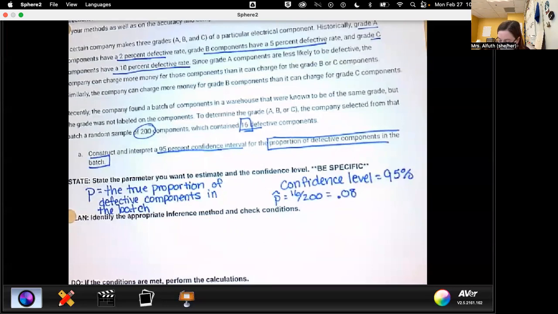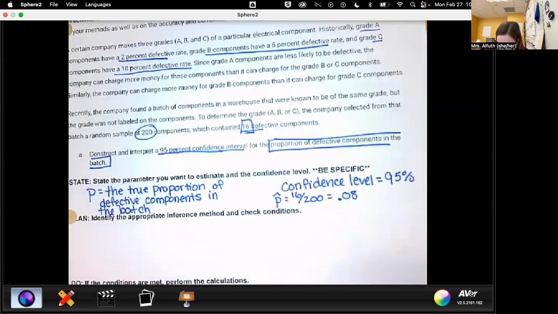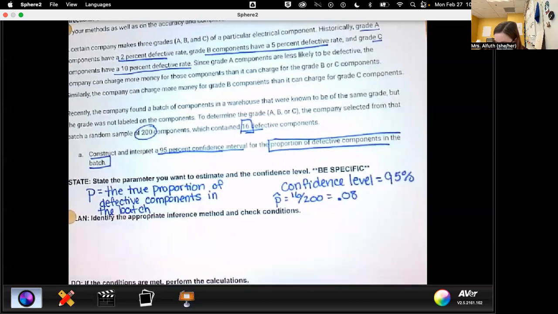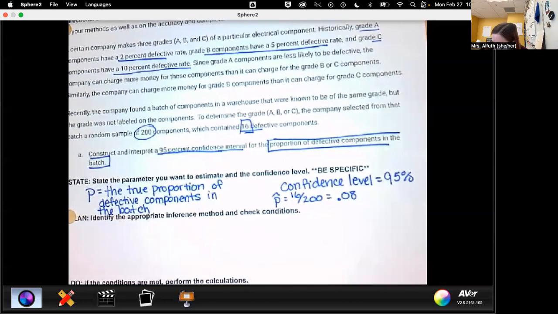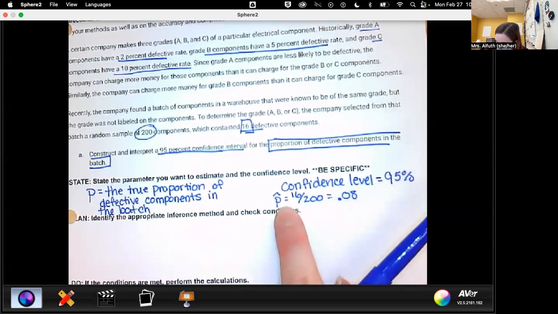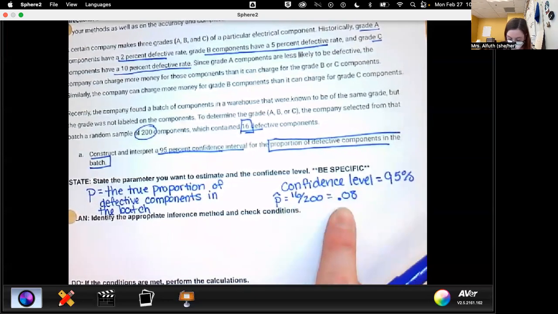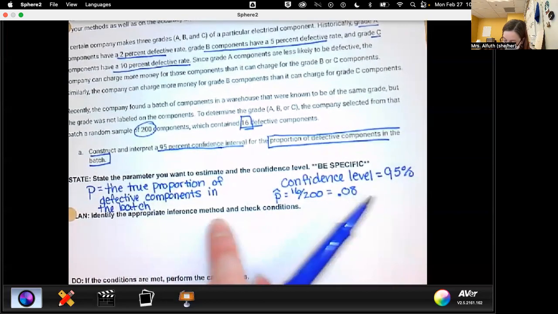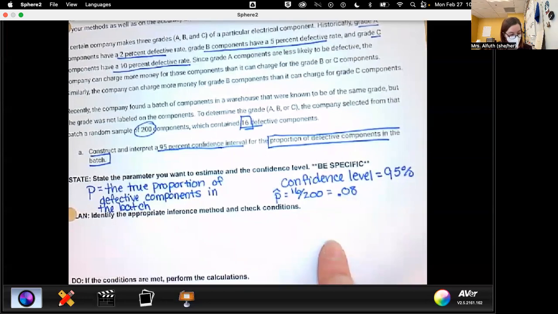So that's state. I'm interested in the true proportion of defective components in the batch. I have a confidence level of 95%, and my sample proportion was 16 out of 200, which is 0.08. So my plan, I have to identify the appropriate inference method and check my conditions.